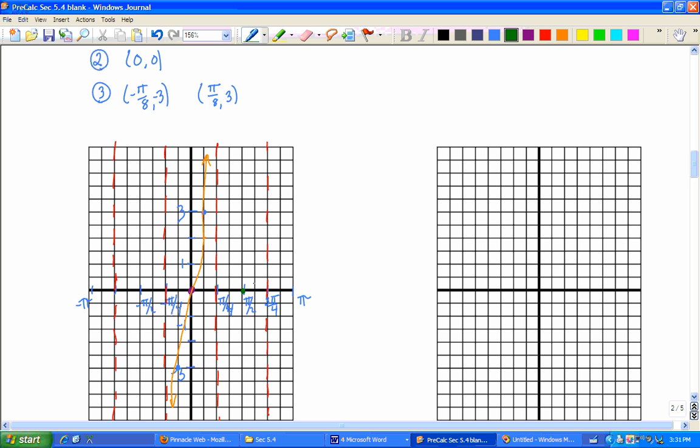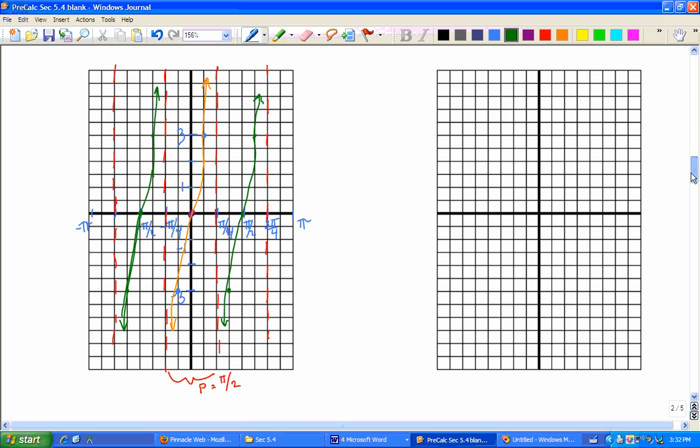Here's our midpoint. We know over here we're going to go up 3. To the left we're going to go down 3. Sketch in our increasing graph. We do the same thing over here. Here's our midpoint. Up 3 to the right, down 3 to the left. Sketch in our graph. And that should have a little bit of a curve to it. It's kind of hard to write with this thing. Okay, there you go. That's an example of our graph.